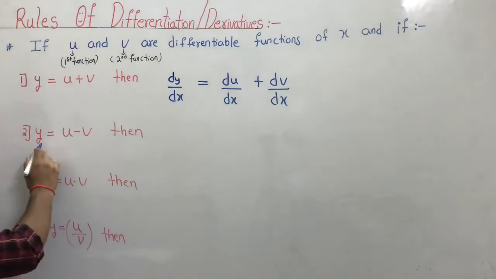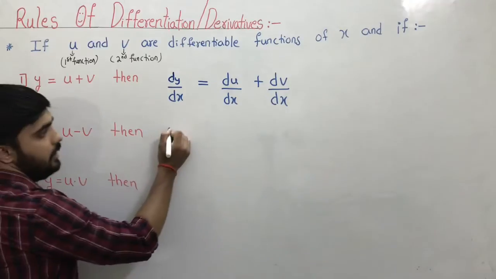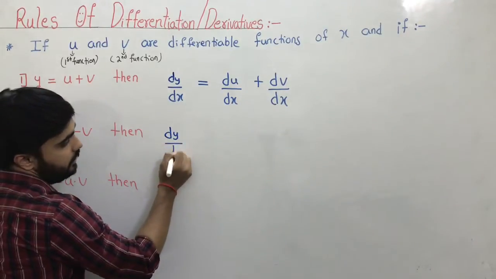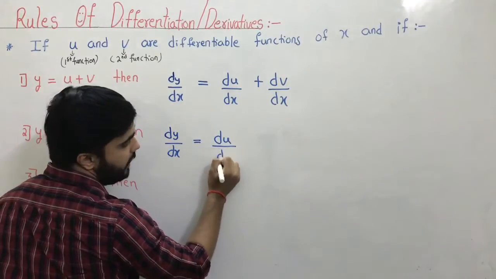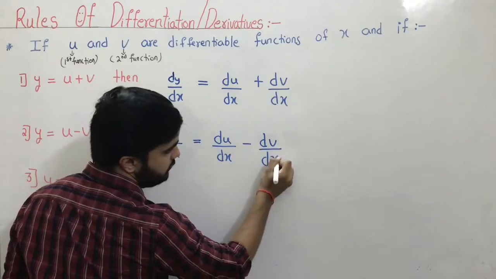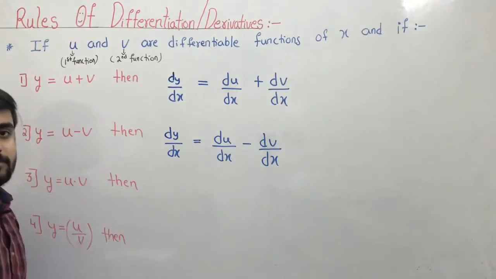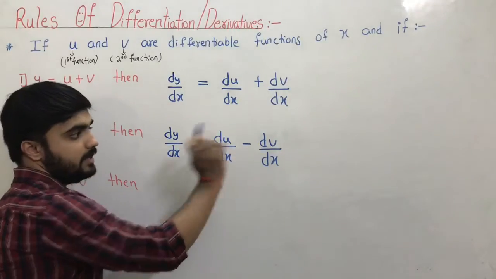Similarly, the second function is y is equal to u minus v. In this case also, dy by dx will be du by dx minus dv by dx. So separate derivatives of both the functions, but in this order matters because it is minus v.